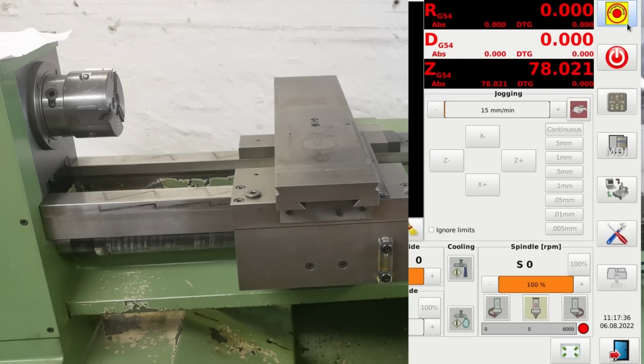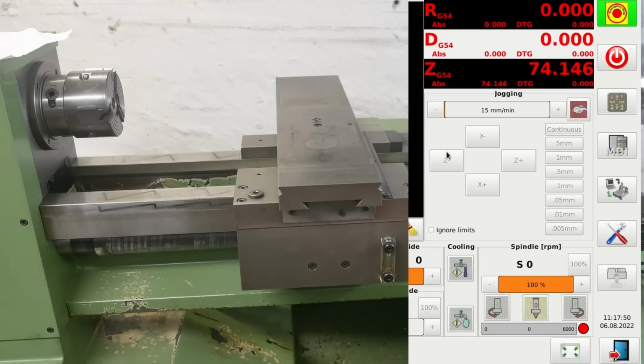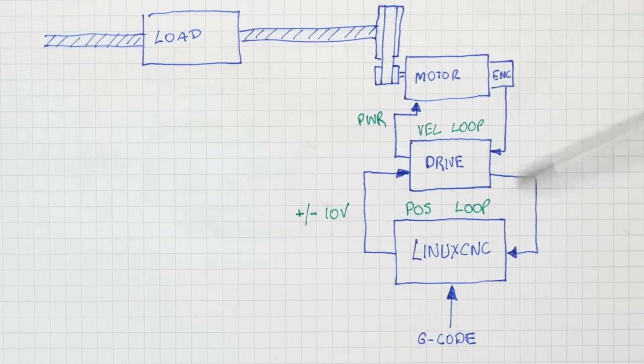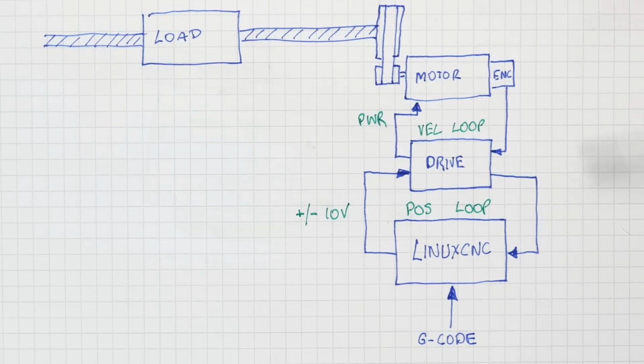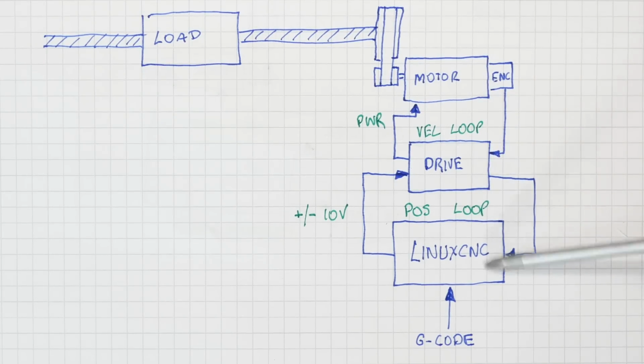Okay, here's the moment of truth. Activate the drive with very slow jogging. Put my hand on the e-stop. That was a Z minus move, and it went in the wrong direction. Okay, so I need to change the direction. So I think I've got everything connected now and running in the right sense. Now's the hard part, is tuning the drive to the motor and LinuxCNC to the drive.